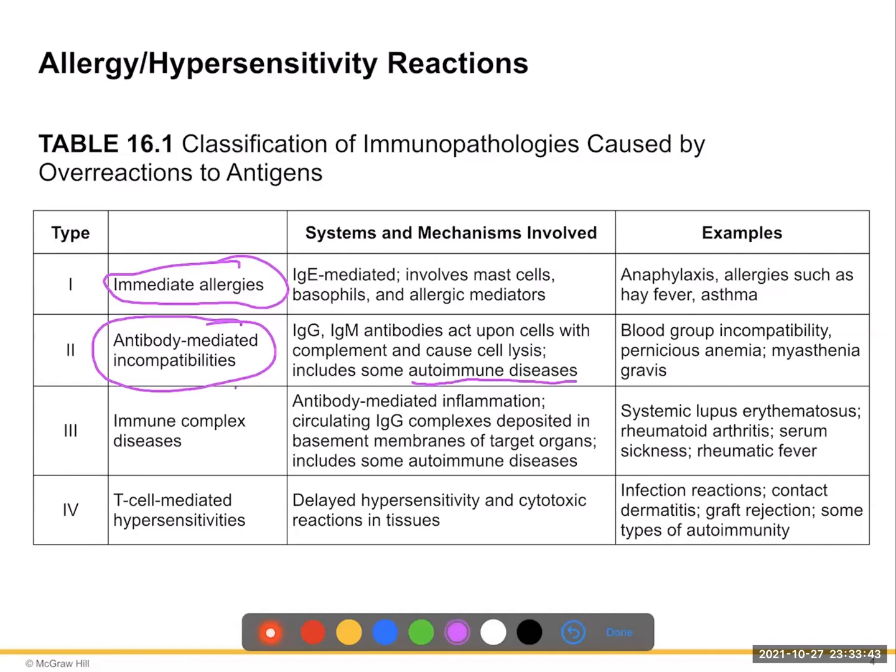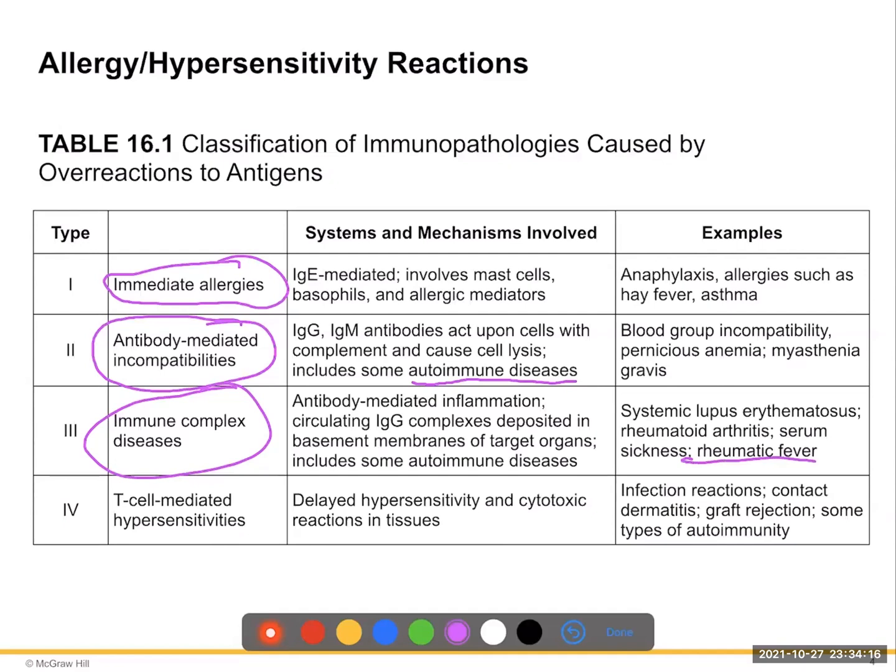Right. Immune complex disease is type 3, antibody-mediated inflammation, where your circulating IgG complexes deposit in the basement membrane of the target organs. Those include some autoimmune diseases also. It's when they go into the basement membrane of the epithelium or your target organ and release a response there, causing destruction. You get rheumatoid arthritis, serum sickness, and rheumatic fever if it lodges on the heart.